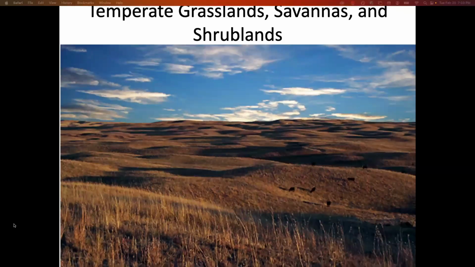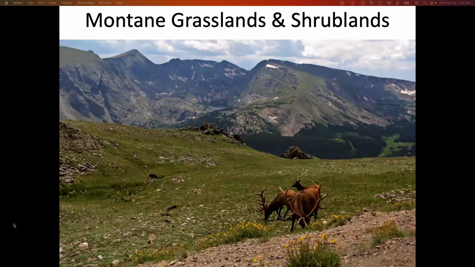We have temperate grasslands, savannas, and shrublands, places like the Great Plains of the United States and Canada. In the high mountains of the Rockies and in a few areas of New England and eastern Canada, we have alpine grasslands, montane grasslands, and shrublands. So this is basically alpine tundra. And you can see alpine tree line right there, a point at which trees cannot really grow above.